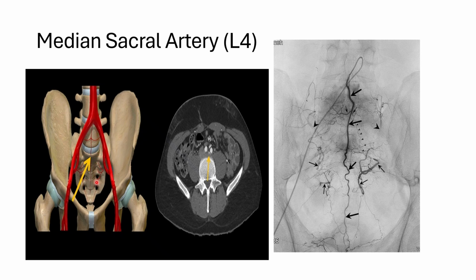We can see this yellow arrow denotes the median sacral artery. Here is the axial image showing a tiny median sacral artery. This is the DSA image showing the median sacral artery.